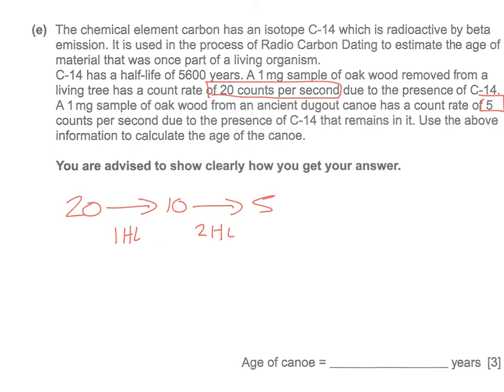So the fresh wood from today, the living tree, is what the wood in the canoe would have had in it, 20 counts per second, and now it only has 5 counts per second. So we've gone through 2 half-lives. 2 half-lives is 2 times 5600, which is 11200 years. And that's that.